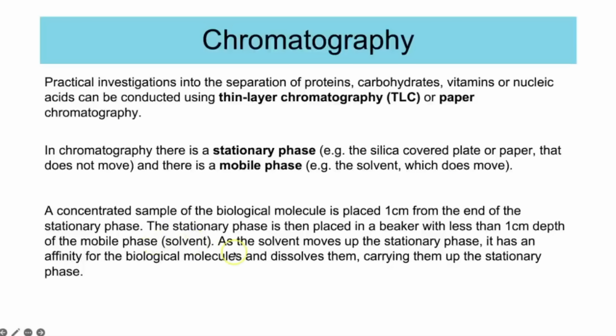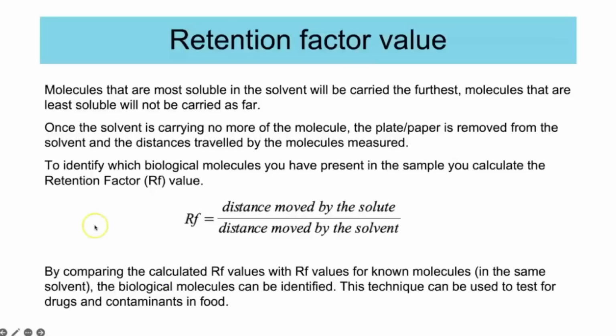which is the solvent. As the solvent moves up the stationary phase, it has an affinity for the biological molecules and dissolves them, and this carries them up the stationary phase. Molecules that are the most soluble in that solvent will be carried the furthest, and the molecules that are the least soluble in that solvent won't be carried as far. Once the solvent is carrying no more of the molecule, the plate or the paper is removed from the solvent and the distance travelled by the molecules is measured.